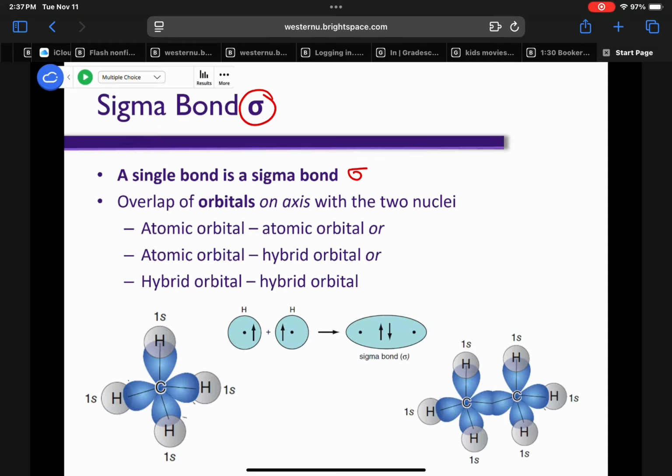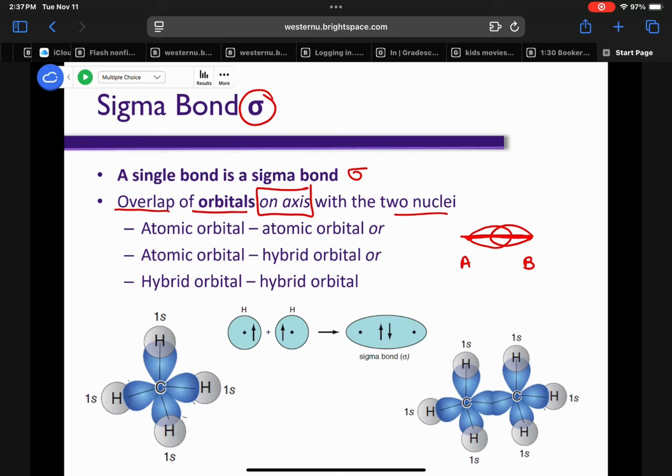A sigma bond, by definition, is the overlap of orbitals on axes between the nuclei. So if we have two nuclei, A and B, the orbitals need to be overlapping between those two nuclei. If you drew a straight line between those nuclei, those electrons are hanging out between them. This is called an on-axis overlap.